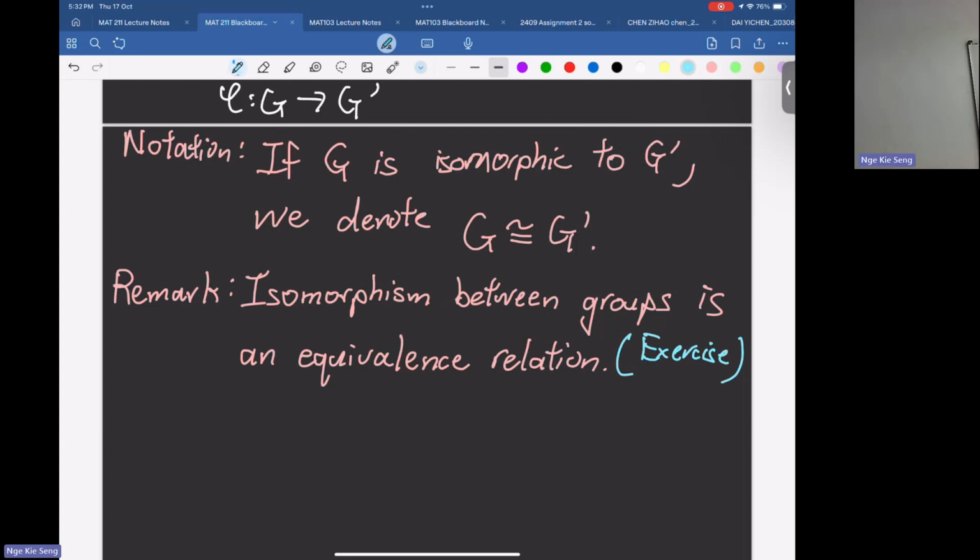If G is isomorphic to G prime, is G prime isomorphic to G or not? Why? If you have an isomorphism from G to G prime, what is the isomorphism from G prime to G?